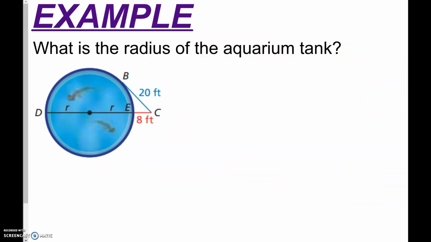All right, another: what is the radius of the aquarium tank? So we've got a round aquarium, and we know that the tangent to that is 20, and then we've got an 8 feet on the outside.